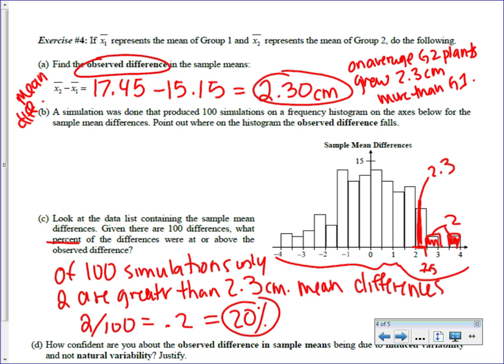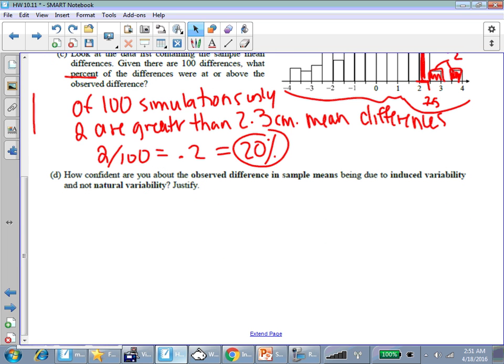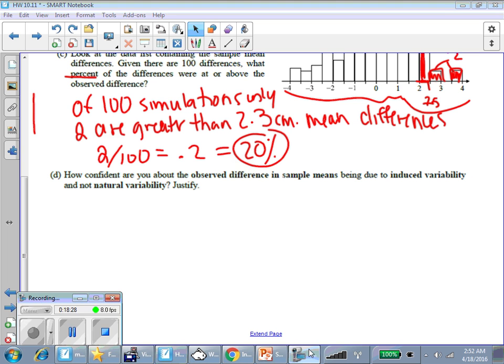So you might be thinking, what does this all mean? Okay, so let's read the last question and let's look at that. Okay, we're looking at the last question now. How confident are you about the observed difference in sample means being due to induced variability and not natural variability?